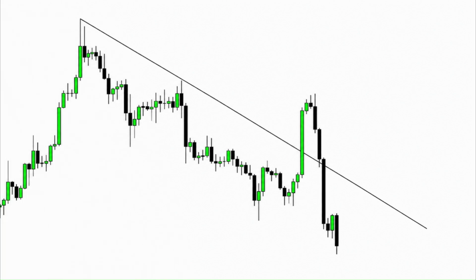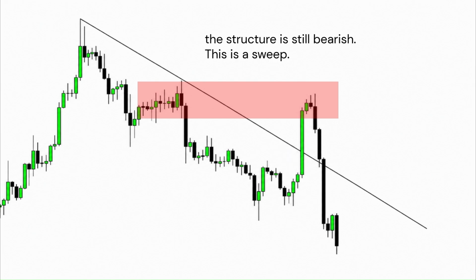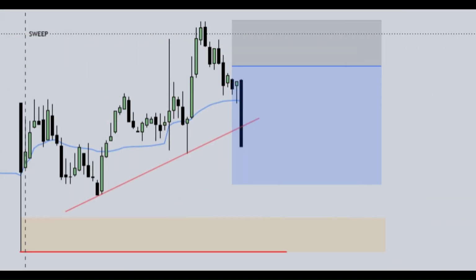Here's exactly what this looks like. Structural downtrend, lower highs, lower lows confirmed. Supply zone overhead. Price pushes above the trendline, breakout traders buy. But the structure is still bearish. This is a sweep. Watch the reaction. Price reverses straight back down. Both sides of the trade hurt, except the trader who understood the trend line was a liquidity zone, not a signal. Using trend liquidity for targets.